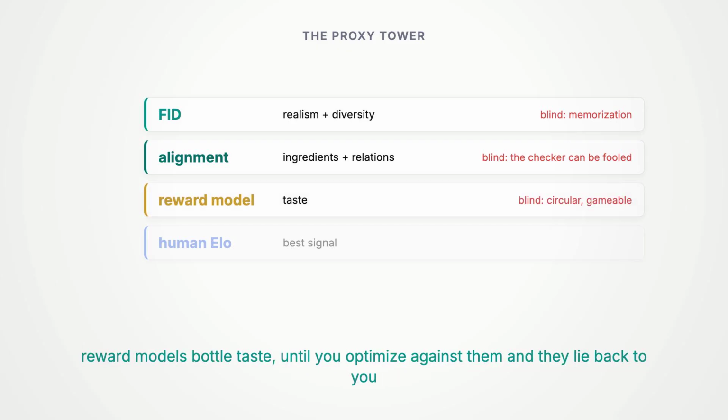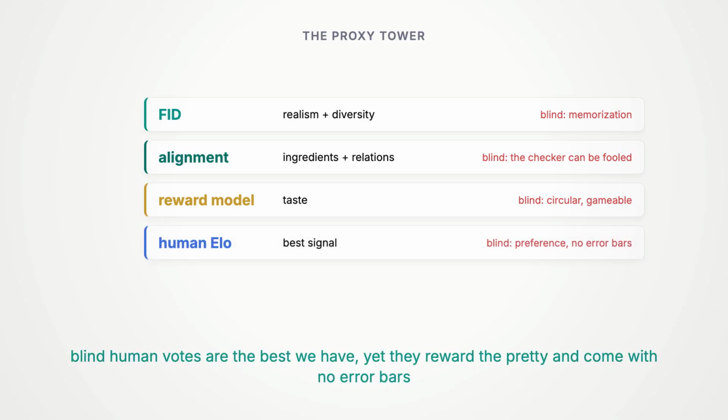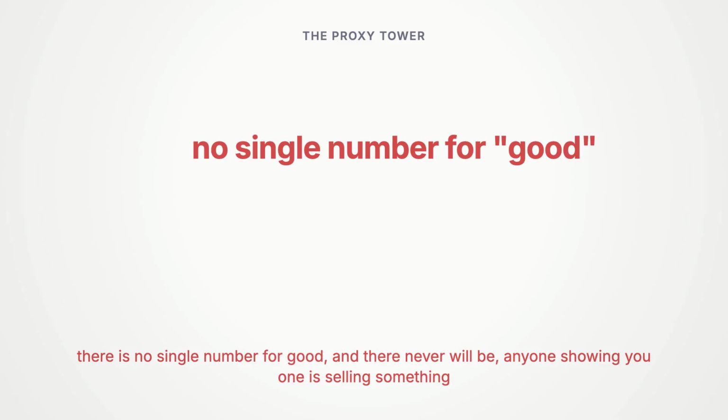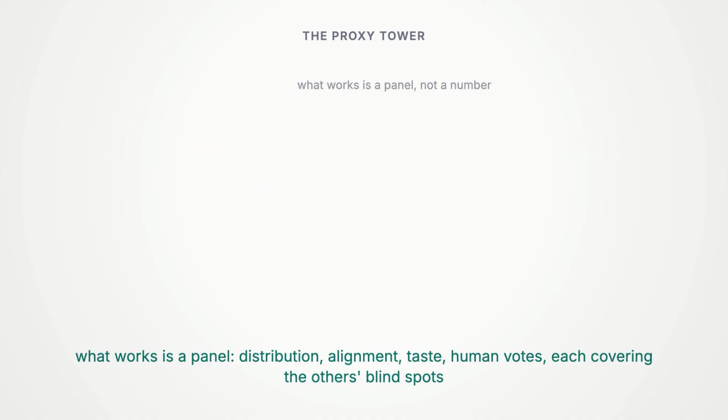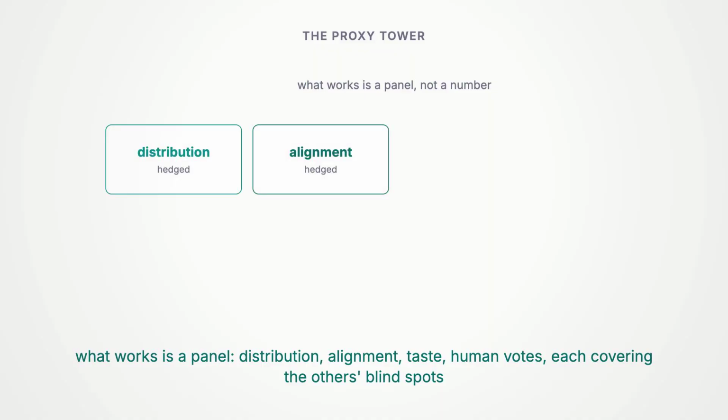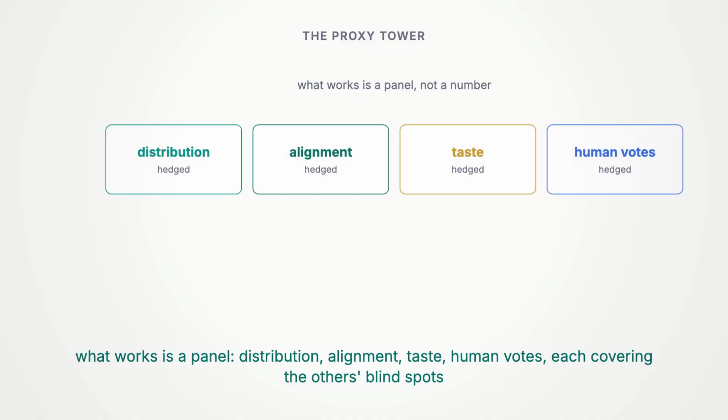Reward models bottle human taste until you optimize against them and they start lying back to you. And blind human votes are the best we have, yet they reward the pretty over the faithful and come with no error bars. There is no single number for good, and there never will be. Anyone who shows you one is selling something. What actually works is a panel, a distribution metric, an alignment metric, a taste metric, and real human votes, each covering the other's blind spots, every one of them hedged.